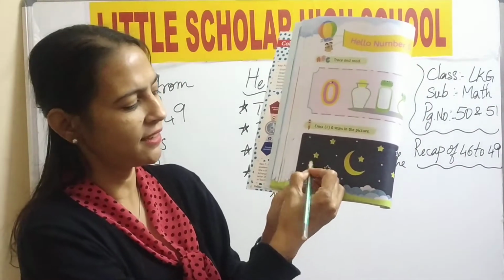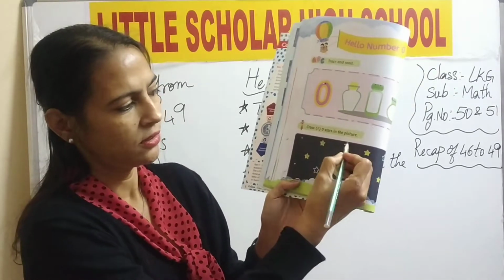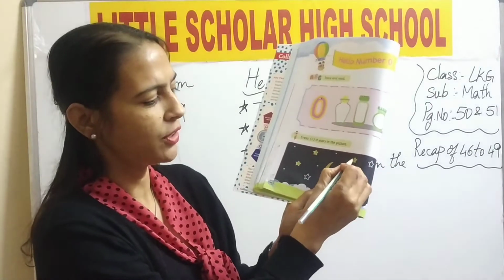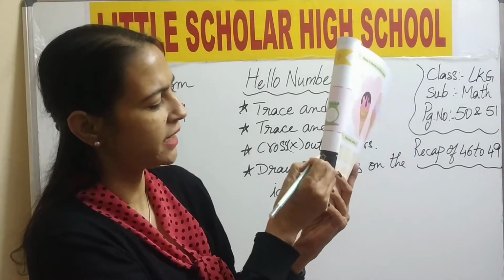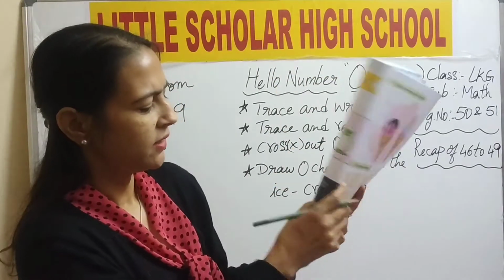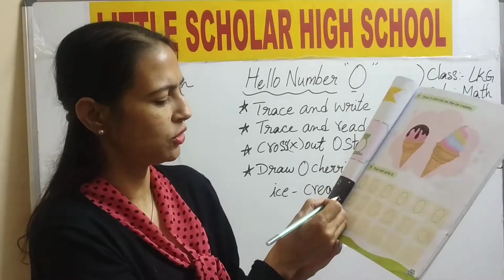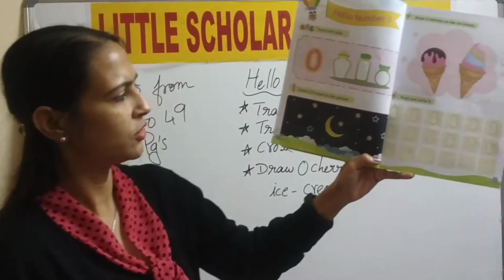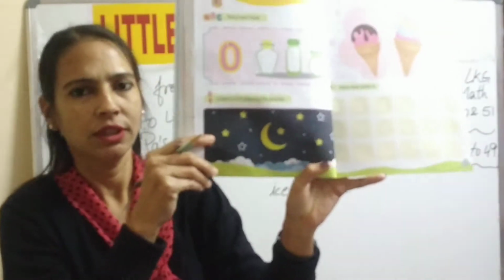Cut out all the stars, children. You need to cut out all the stars. Cut the stars out so that we will make the sky empty without any stars. Okay? See that you don't have any stars. So, cross out stars in the picture. You need to cross it out to make it 0.